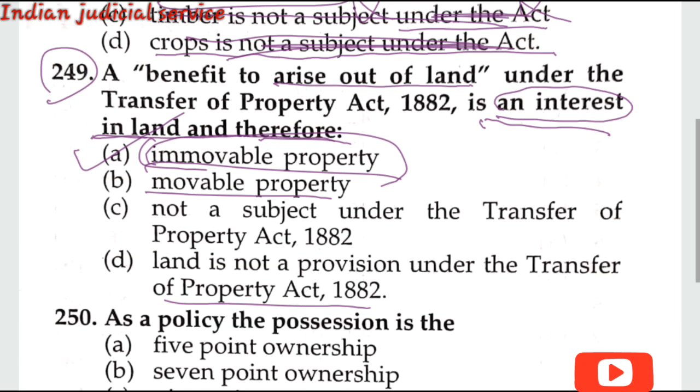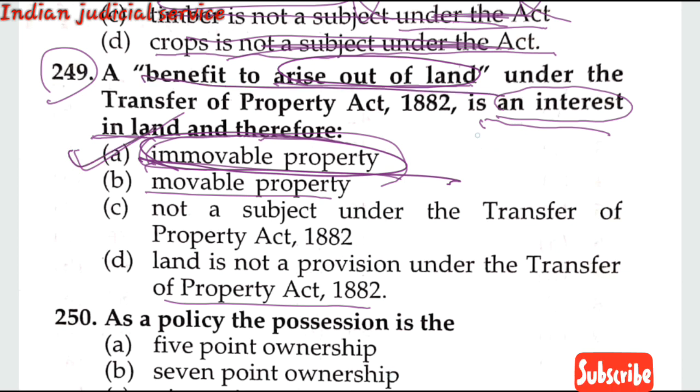Let's take an example, a green mango tree. The mango tree is a property which arises out of land and it gives the mangoes. The right to collect the mangoes is an immovable property, not a movable property. Like fishing, taking a fish from the pond. This right arises from the land, so it is a right under immovable property. That's why our answer here is option A. These benefits arise out of the land, including the land as well as the pond, well, anything.